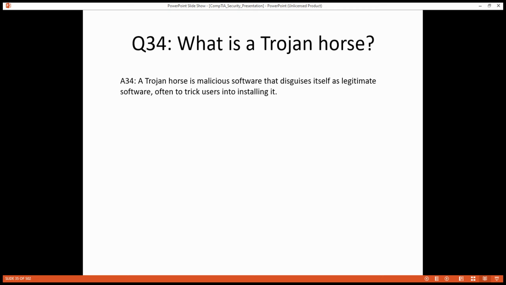Q34. What is a Trojan horse? A34. A Trojan horse is malicious software that disguises itself as legitimate software, often to trick users into installing it.